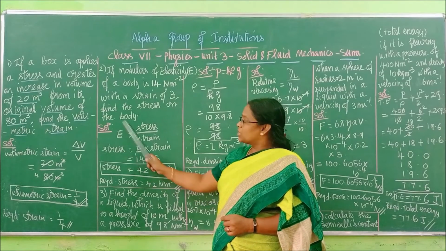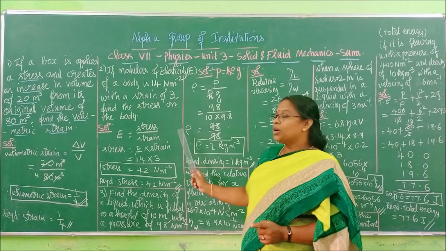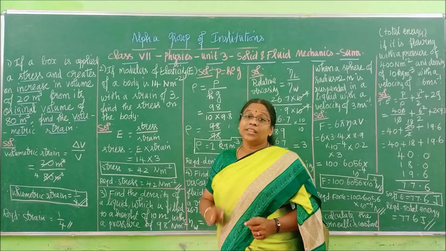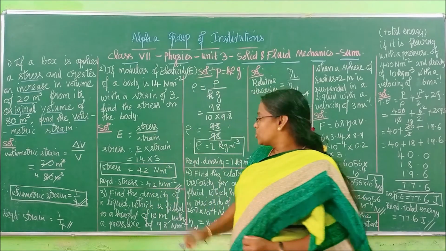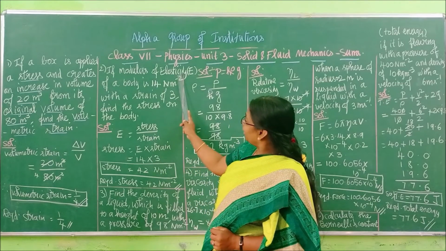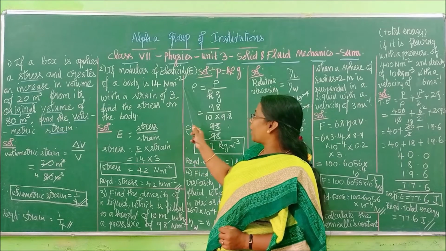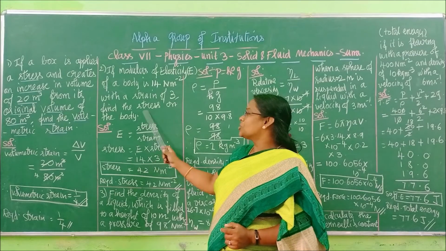E is the symbol for modulus of elasticity. Stress by strain is equal to a constant, and that constant is called the modulus of elasticity. This is your Hooke's law equation, and that is what I have written here. Here you see, for modulus of elasticity they have given 14 Newton per meter square. Strain also they have given as 3. We are asked to find the stress.